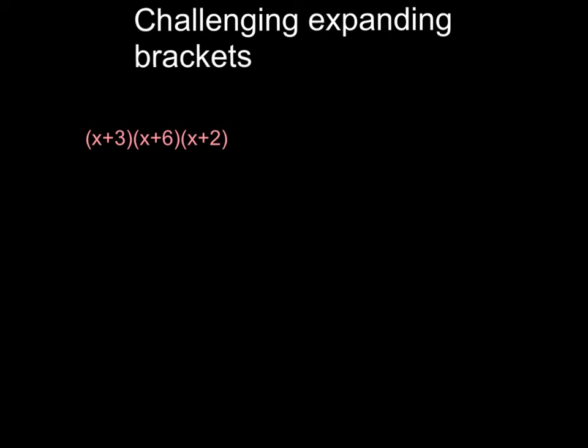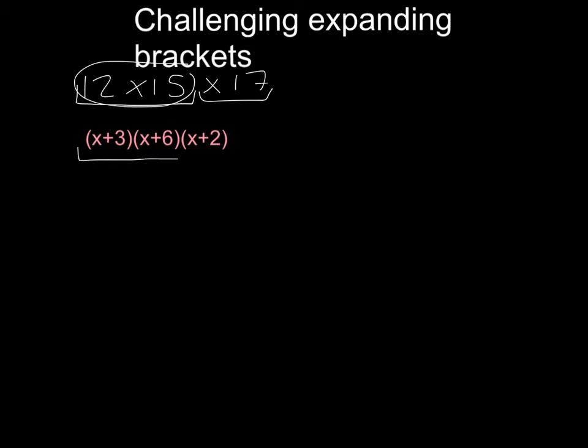Okay, so on to the more challenging questions with expanding brackets. If you had to multiply 12 by 15 by 17, you wouldn't just do that in your head straight away. You'd break it up. You'd do the first part, 12 lots of 15. You'd then take that answer and then multiply it by 17. So the same process here is going to work with the grid method. We're going to focus on two parts, pick any, doesn't really matter, and then multiply it by the third part.